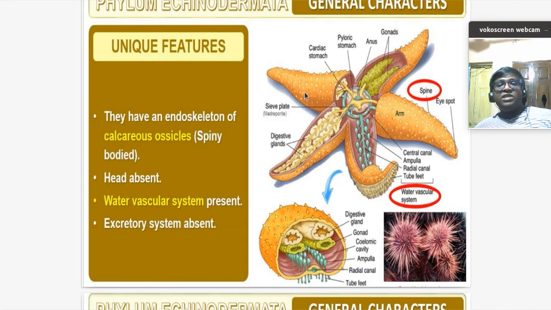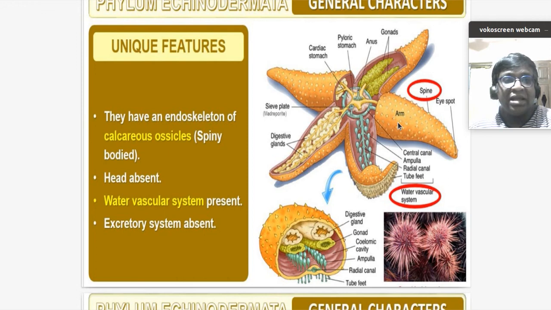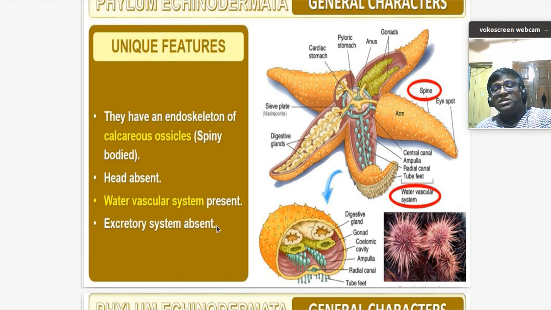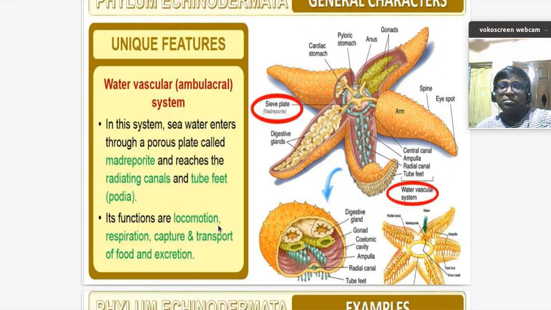Before that, the unique features. So they have an endoskeleton. You can see here the endoskeletons, they are spiny. They are made up of calcareous ossicles. Head is absent and water vascular system is present. The excretory system is absent. The water enters into a sieve plate called madreporite and enters the water canal system, and they exit through the tube feet. So that is what you notice in the water vascular system. Excretory system is absent. These are unique attributes of Echinodermata.